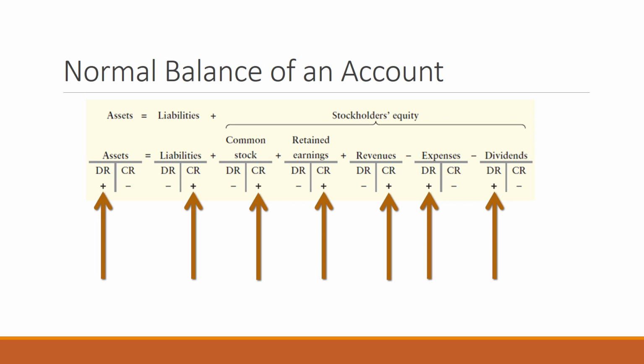Liabilities, on the other side of the equal sign, are increased with a credit and normally have a credit balance. Are you ever going to have a debit balance in an account where you owe someone? No, that doesn't make sense, right? That means they owe you. Liabilities will always have a credit balance, and they are increased with a credit entry.